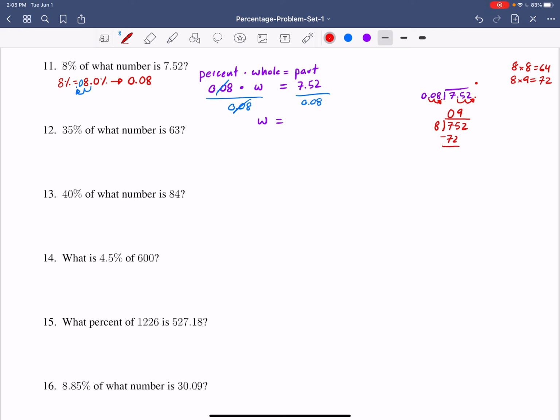Now 5 minus 2 is 3. We bring down this 2, and we ask, how many times does 8 go into 32? The answer is 4 times. So 8 times 4 is 32. So we subtract that, and we see the remainder is 0. So finally, we see that the number that 8% of it is 7.52, that number is 94. So our answer is 94.